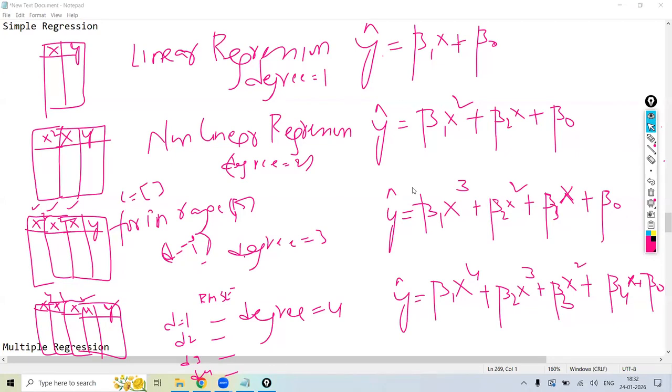Now, non-linear regression is like multiple linear regression. Exactly. The moment you increase one more extra column, automatically it is equal to multiple now. So non-linear regression is nothing but equal to multiple linear regression. It means we are just increasing to the higher degree.